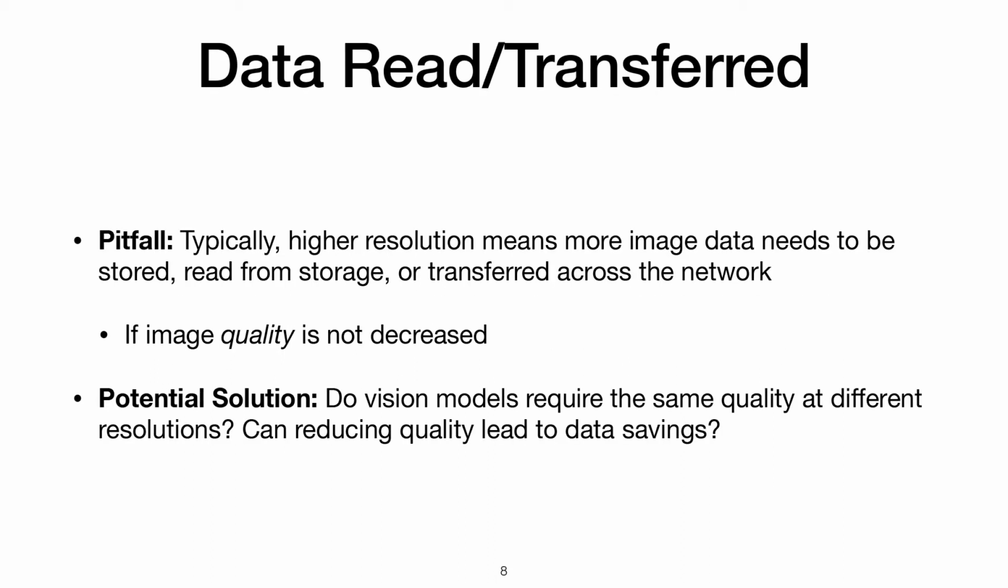For the relationship between resolution and the amount of data that needs to be transferred or read, the trade-off is a bit more straightforward. Using a higher resolution typically means that more data needs to be read from storage or transferred across the network. However, if we just want to use resolution to match train test object scales, it might be wasteful to use high-quality images or images with fine details. So, can we potentially change the amount of image detail that images are stored or transferred at for each resolution to avoid wasting space or bandwidth with unnecessary data?